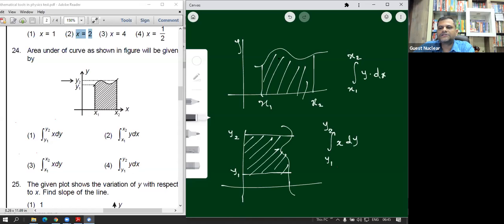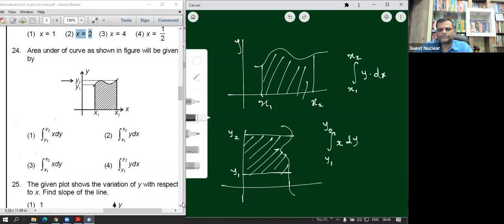See here, this is the area under the curve, okay, and here we are going to find out the area at the left of the curve. Whenever we are finding the area at the left of the curve, we have to integrate x with respect to dy. And whenever we are going to find out the area under the curve, we have to integrate y with respect to dx. And in that case, limits will be the value of x. And here the limits will be the value of y.